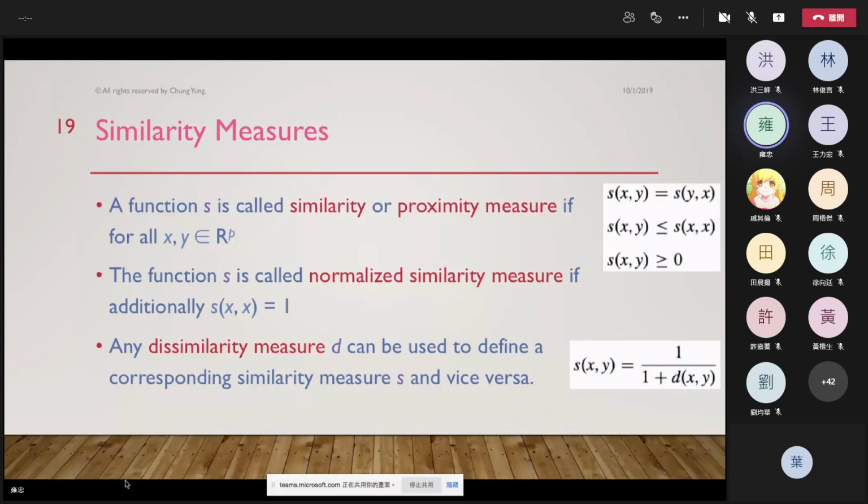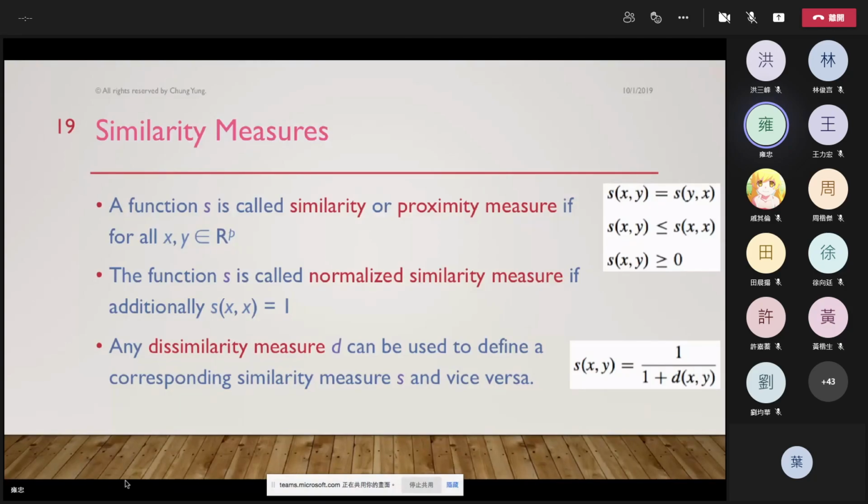Similarity measures. We showed the dissimilarity measure as a distance measure. Now we show the similarity measures. A function S is called a similarity or proximity measure if for all x and y in R^p, three formulas hold. I show the three formulas on the right.